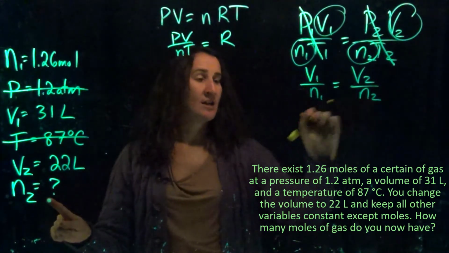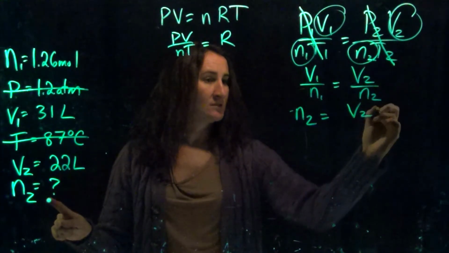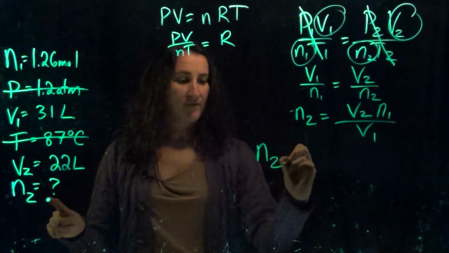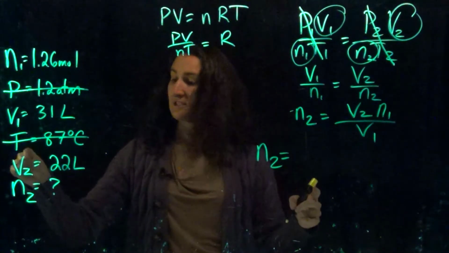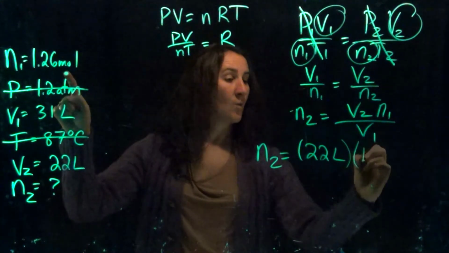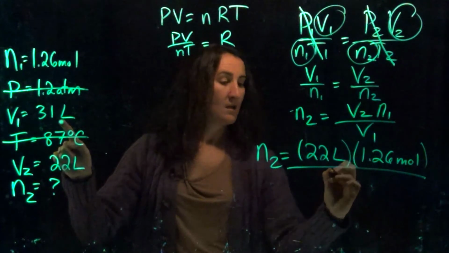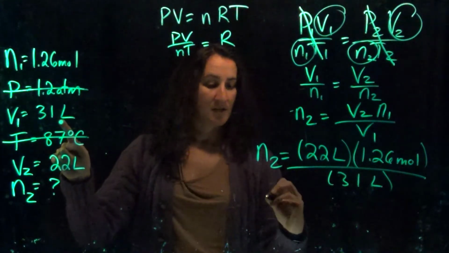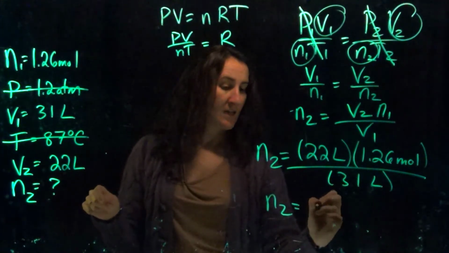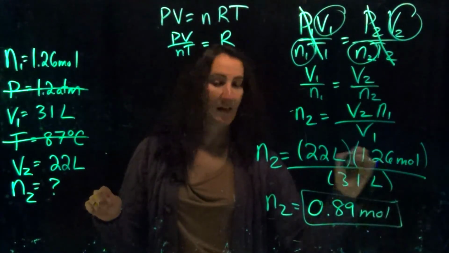We're solving for n2, so get n2 by itself. n2 equals V2 times n1 over V1. Plug in all of our variables. n2 equals V2, 22 liters, times n1, 1.26 moles, all over V1, 31 liters. Type that into your calculator, do some math, realize there's only 2 sig figs, and you should get 0.89 moles as your final answer.